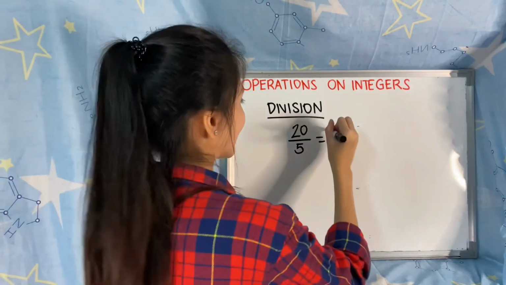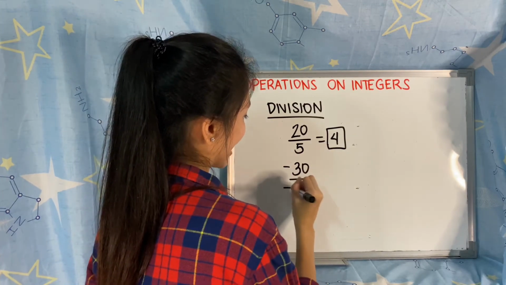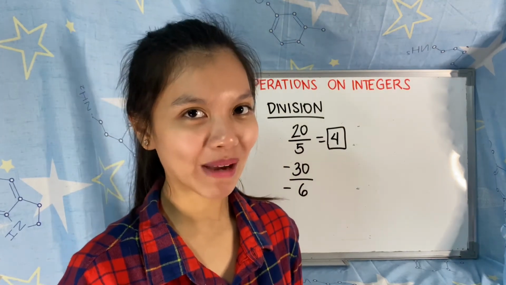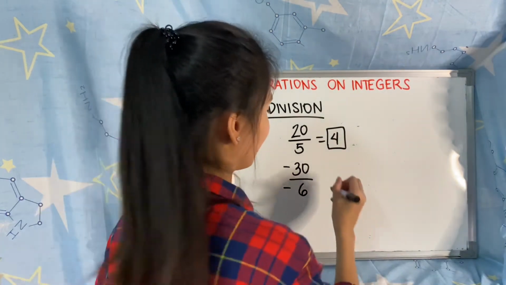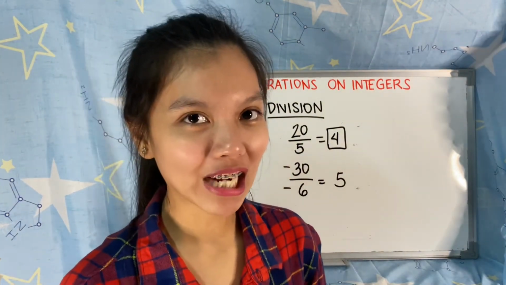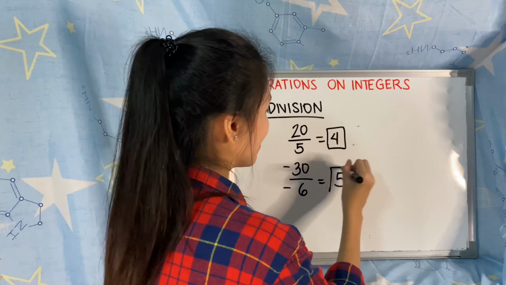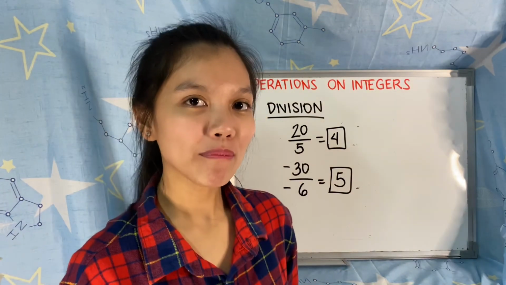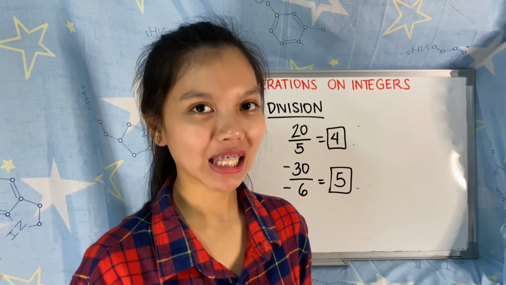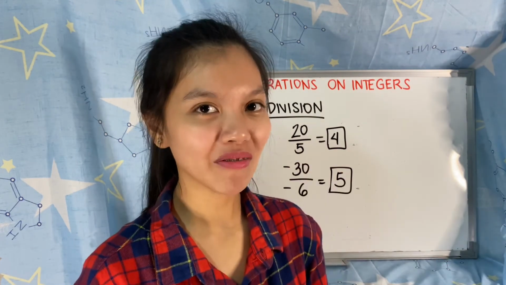Very good. Next example. What if we have negative 30 divided by negative 6? So, simply divide the numbers. 30 divided by 6, that is 5. And negative divided by negative, dahil pareho ang sign, the answer is positive. So, we have positive 5. So, remember, kapag walang sign na nakalagay, siya po ay positive. So, pwedeng hindi nyo na isulat ang plus sign dahil automatically, it means positive number.